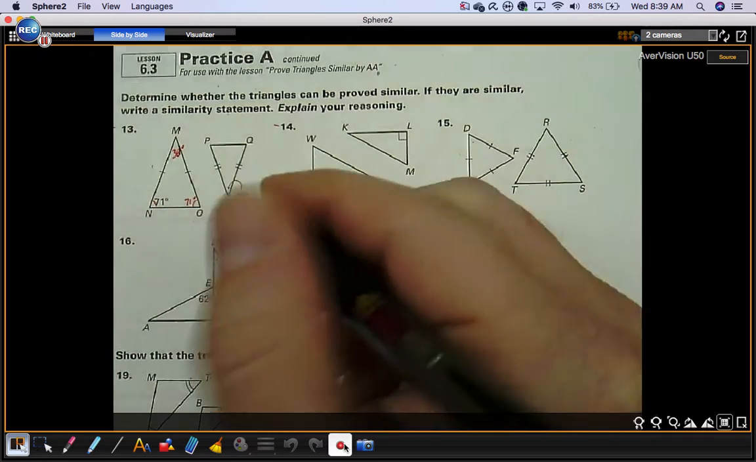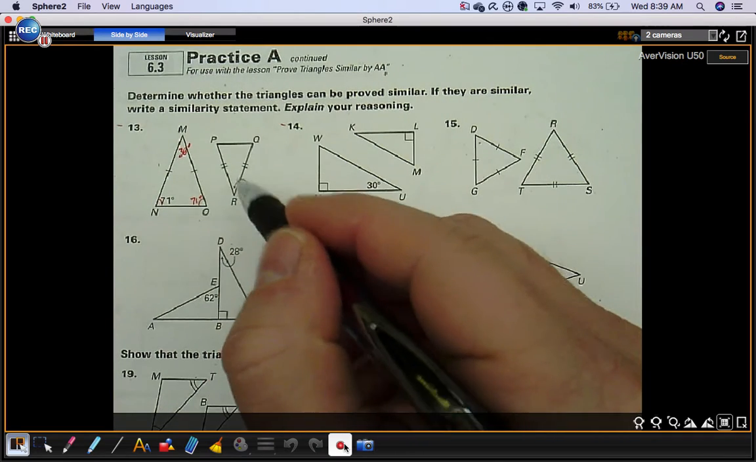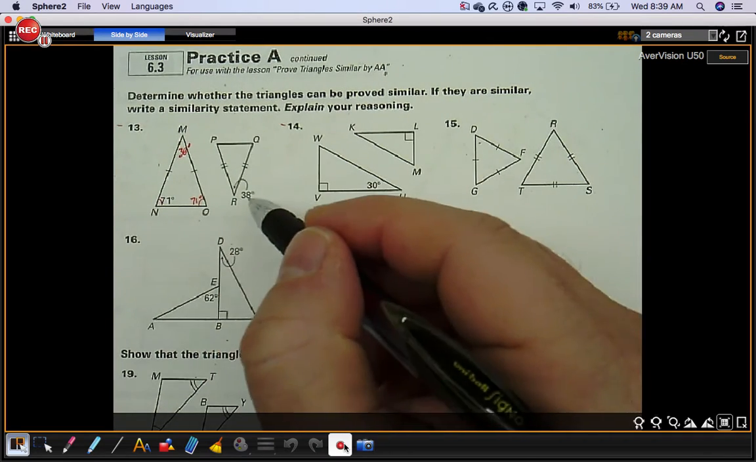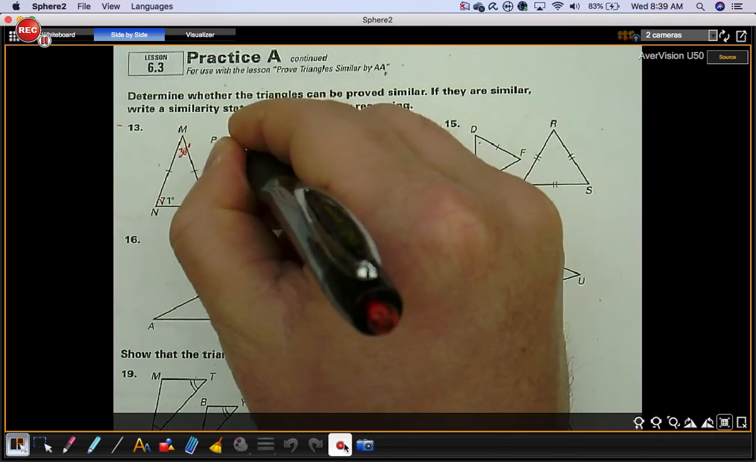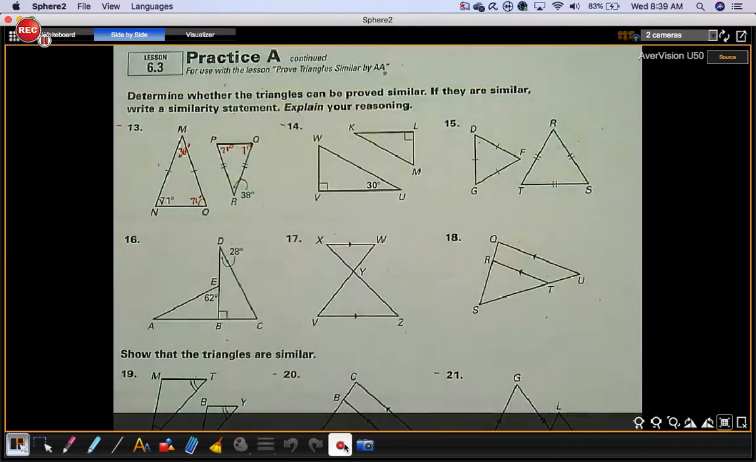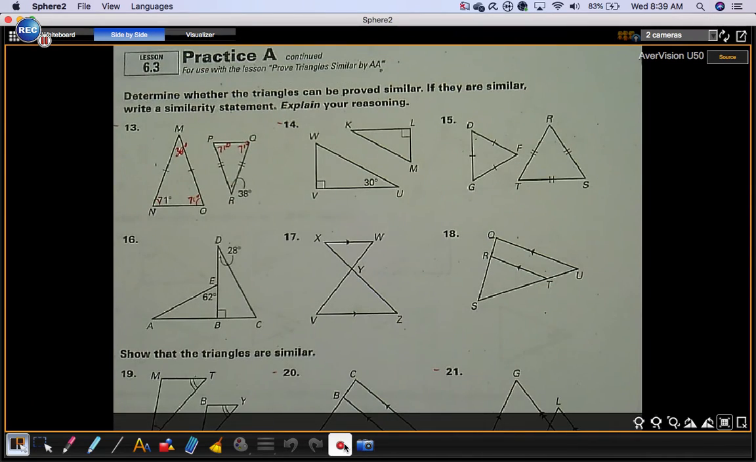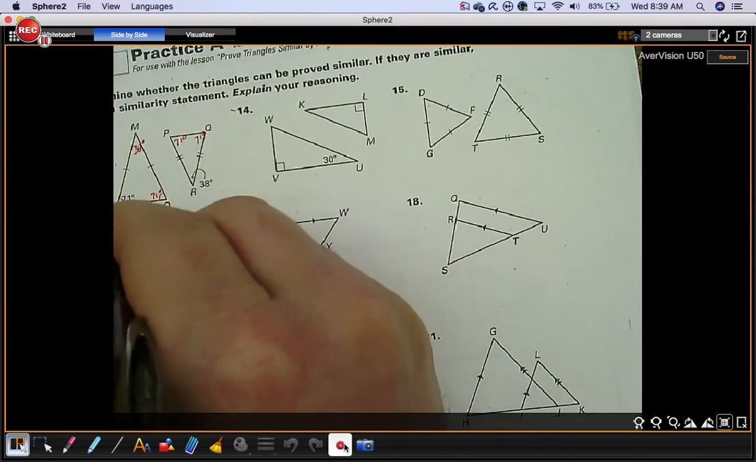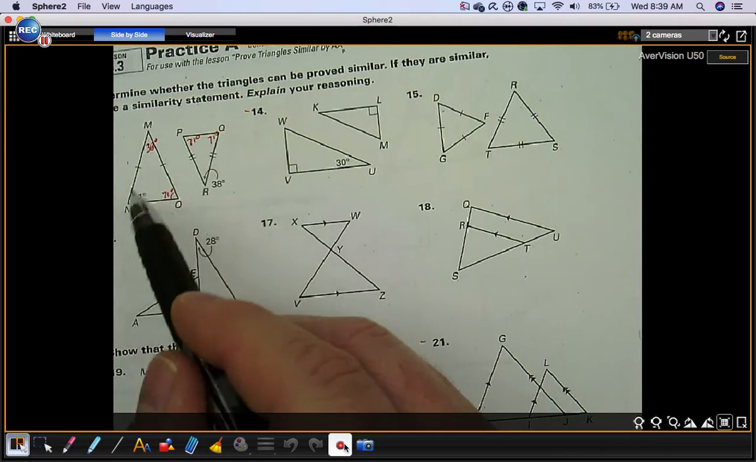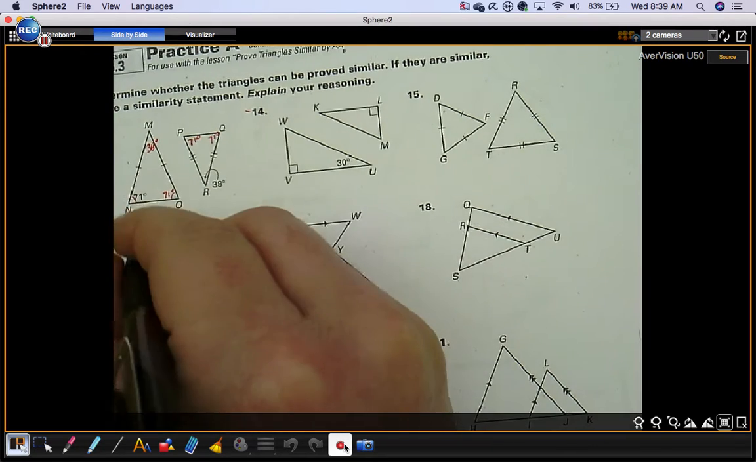Now if you notice, over here in this isosceles triangle, this vertex angle is also 38 degrees. So you don't have to do the math again. You know those angles are 71 degrees. So these are definitely similar triangles. They want you to write a similarity statement. So I'm going to name this triangle MNO.